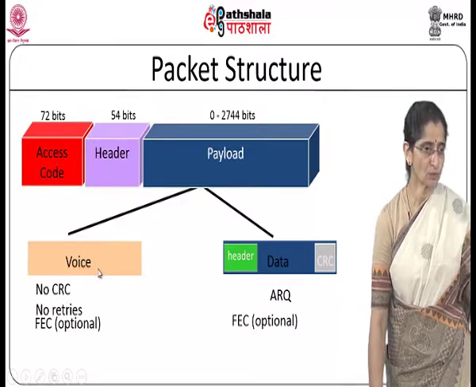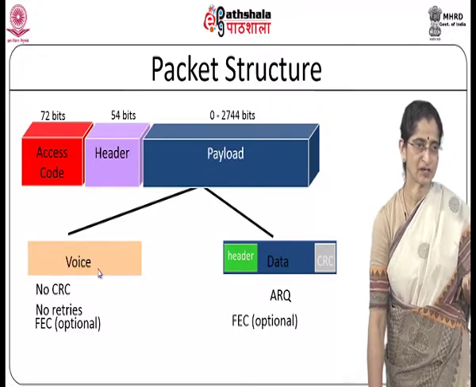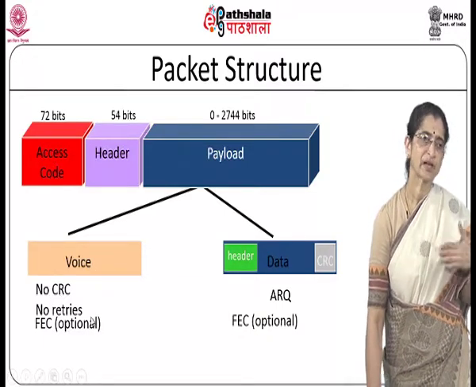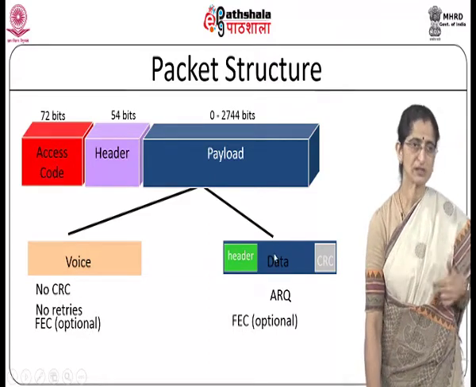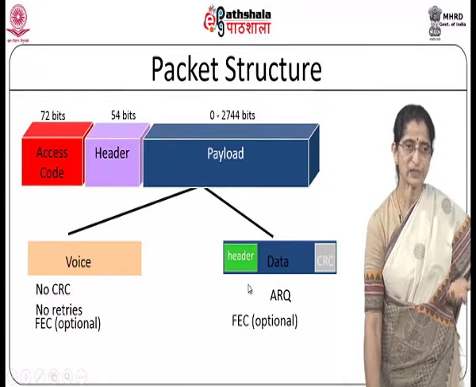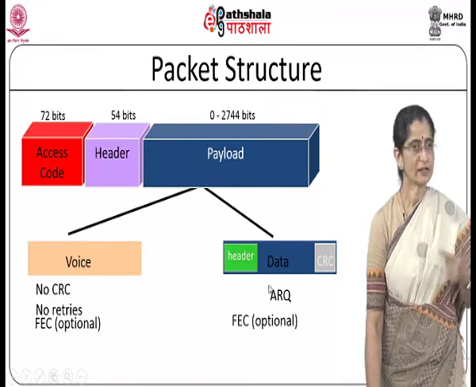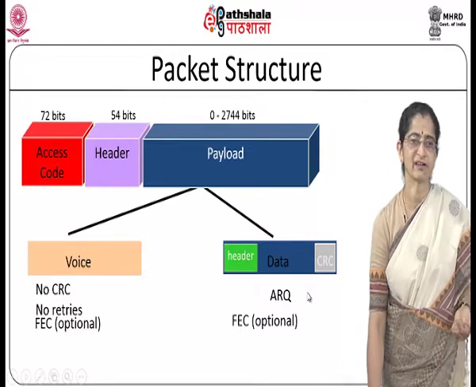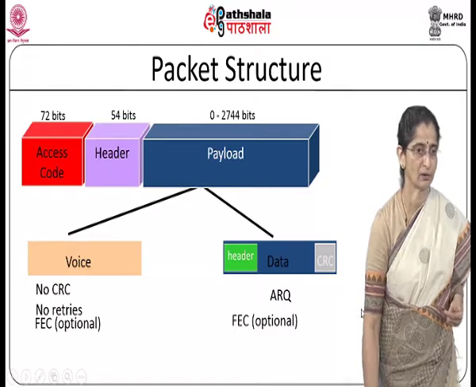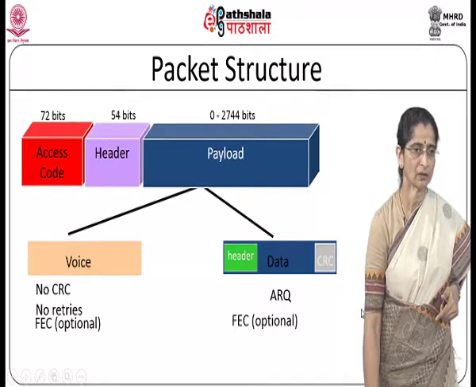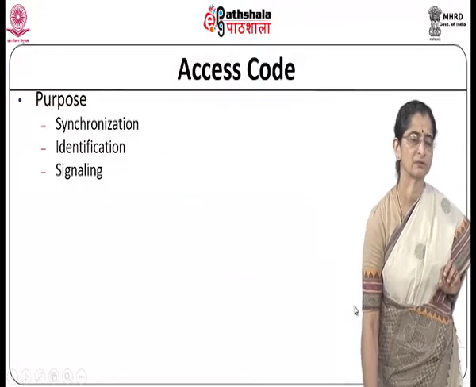Now we said that if it is voice that's being carried, it's normally real-time data, so you will not have any error checking mechanism. No CRC will be used, and no retries and retransmissions will normally be used with voice. Whereas for other data you will have a header and a CRC, which means you will do a CRC check, and there will be an automatic repeat request and retransmissions will be done. You can also have a frame FEC, which is an optional mechanism. So this is the normal structure of a Bluetooth packet.